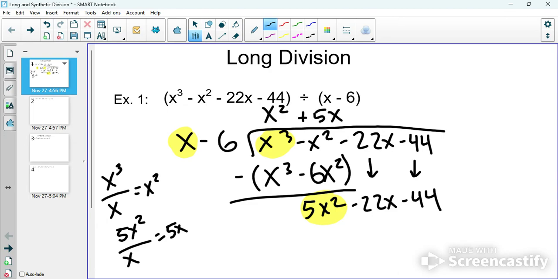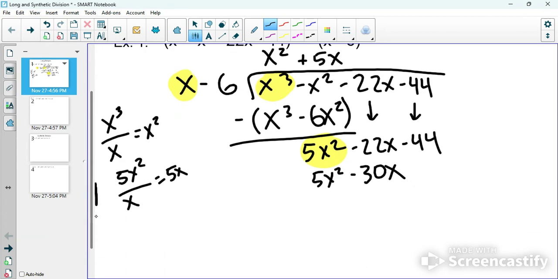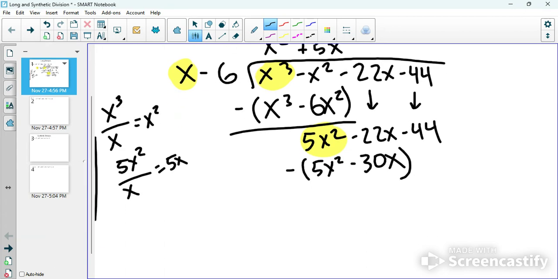Now 5x gets multiplied by both terms on the outside. 5x times x, 5x times -6. We're going to subtract. 5x squared minus 5x squared is nothing. -22x minus -30x, that's positive 8x. Now we're going to drop down our remaining terms.